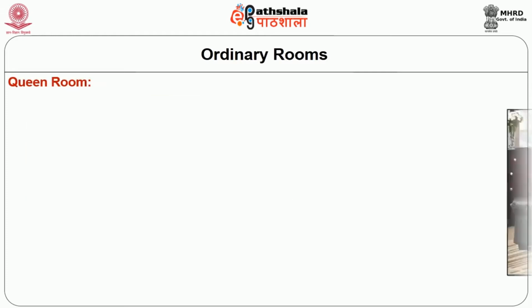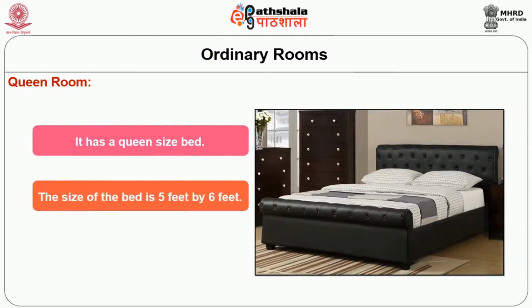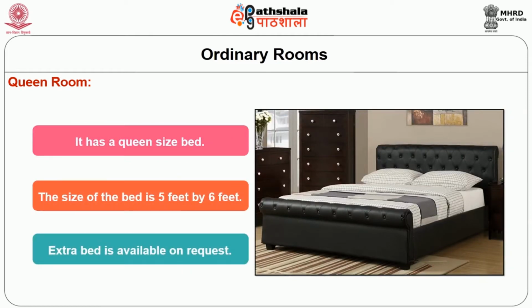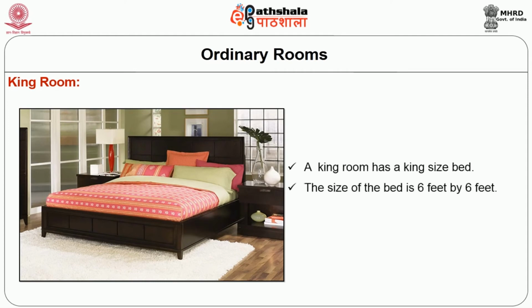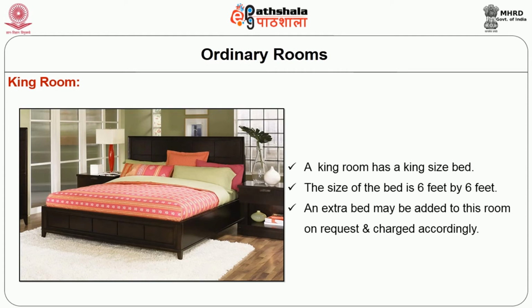The other room is the queen room. So this has a queen size bed of 6 feet by 5 feet and extra beds are available for the guest on request. Now the king room has a king size bed of size 6 feet by 6 feet and extra beds are also available on request and are charged accordingly at extra rates. So these are all the ordinary rooms.